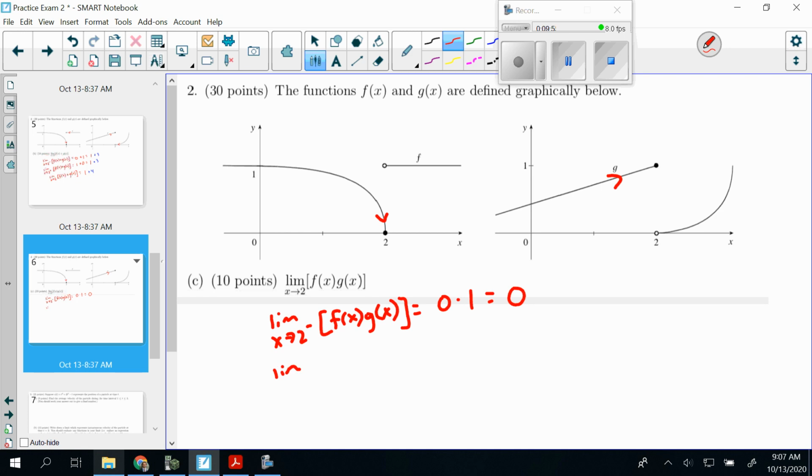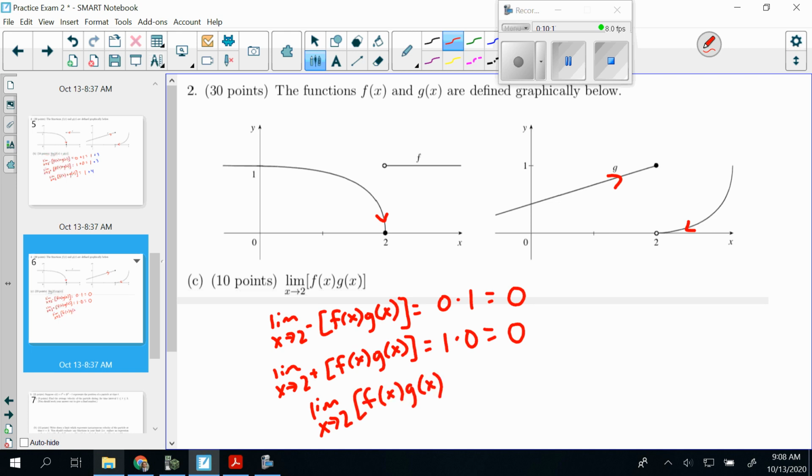Now show it from the right. And we know f from the right is going to be 1. g from the right is 0. Multiplied, that's 0. Since they match, this one also has a limit of this combined multiplication of these two functions. So we'd say that this is 0. Same scoring as part B, 3 points for each of those, 4 points for the final answer.